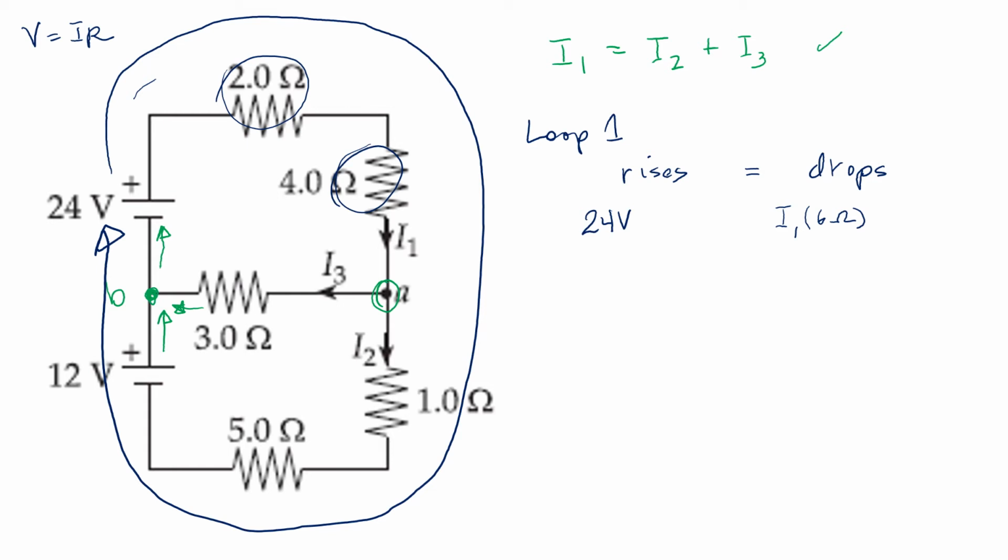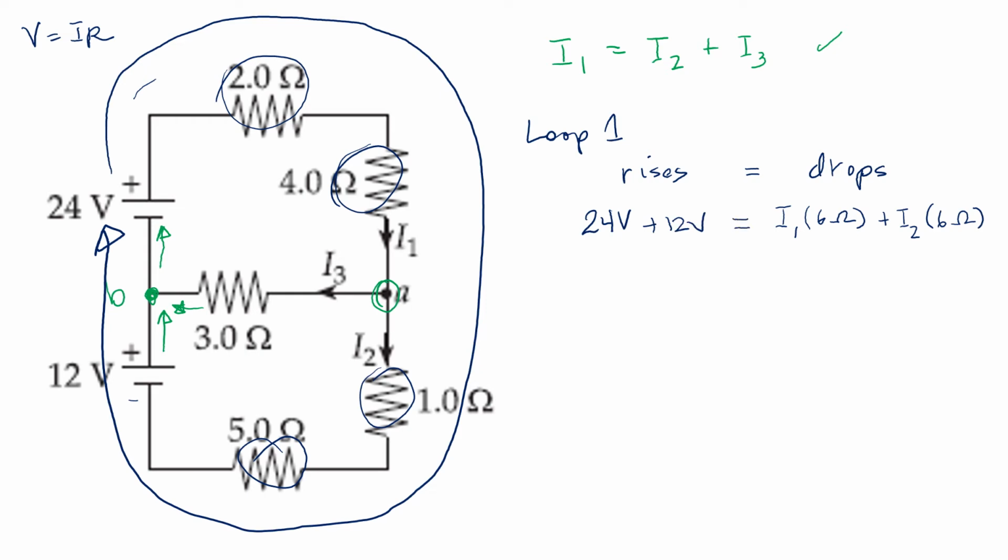If I keep going, I have a 1 ohm resistor and a 5 ohm resistor, and through them is I2, and their combination is 6 ohms. I'm not quite done. I've got to come back around here. I have a negative to positive, so that's a rise. So I have a 12 volt rise, and then I'm back at my battery, so I put my equal sign in here.